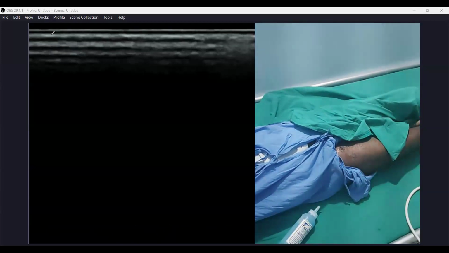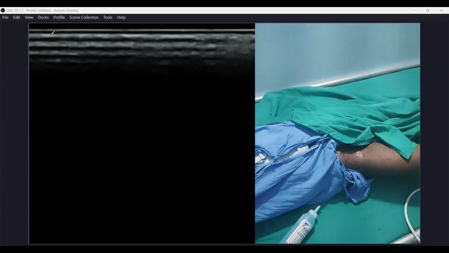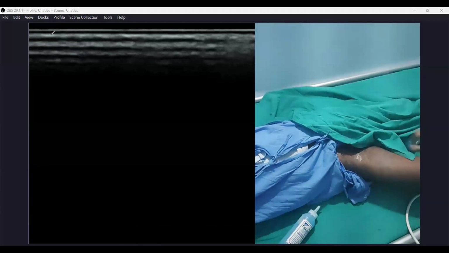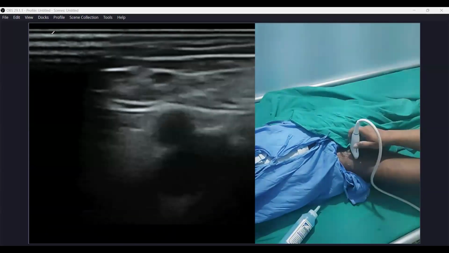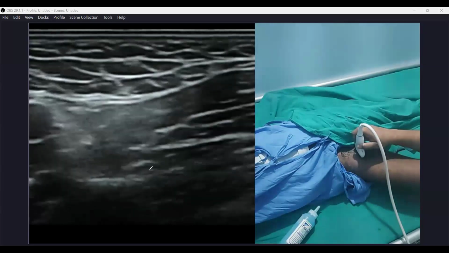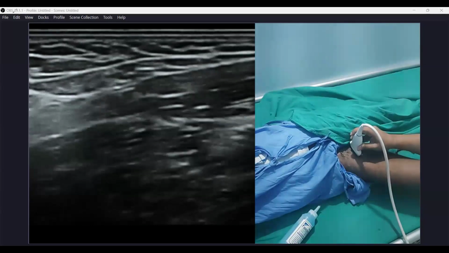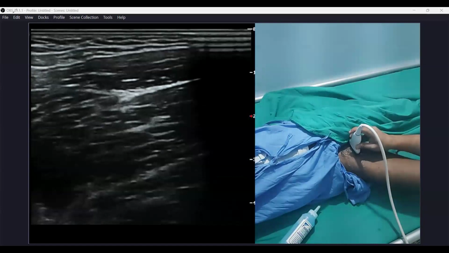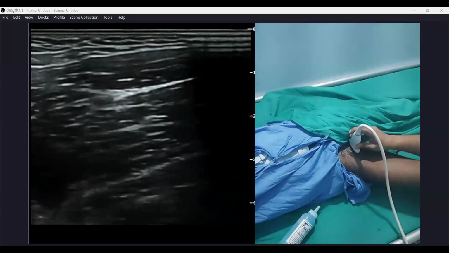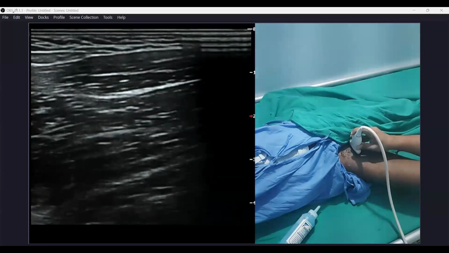For the adductor compartment, as I told, we have to flex and externally rotate the leg. Now at this point, we are just trying to focus at this. See, we can see at this point, we can see two intramuscular. We have to use a little more gel. It is not enough.